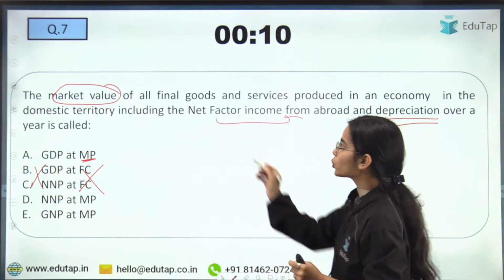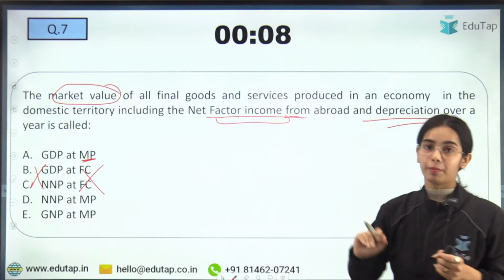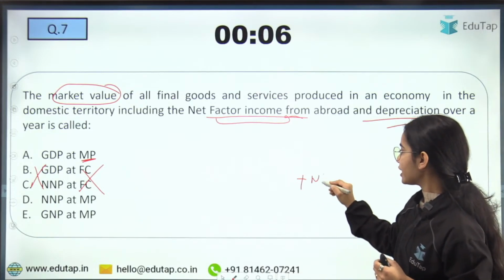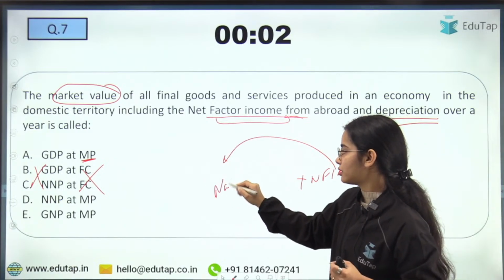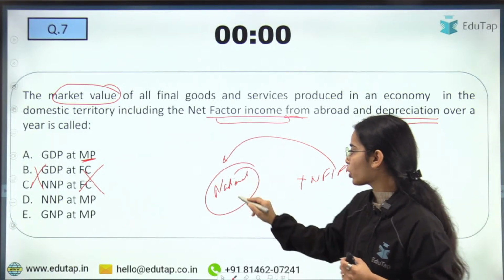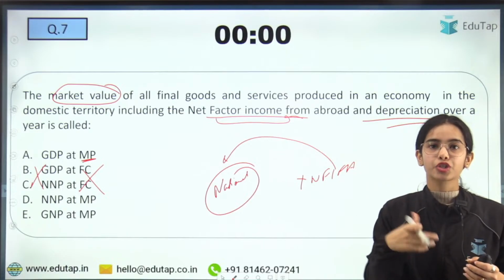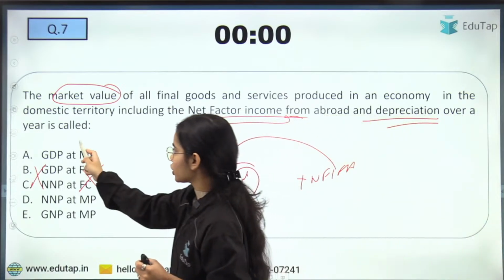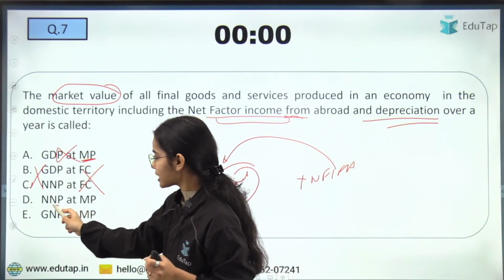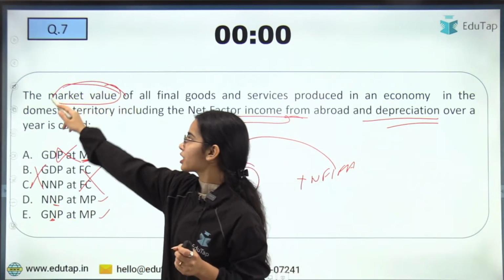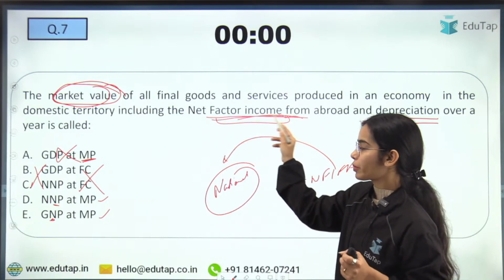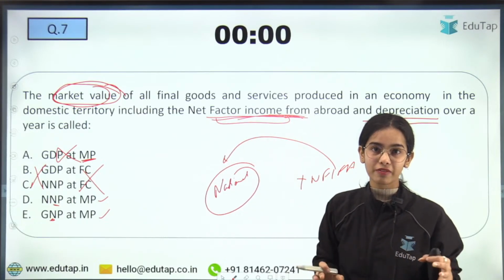Now we are including the net factor income from abroad, that means this is included in the national. The net factor income from abroad is included in the national value. So that means the domestic is not correct. Either it is NNP or GNP. Okay. So market price because it is market value. Net factor income from abroad, that's why it is the national value.